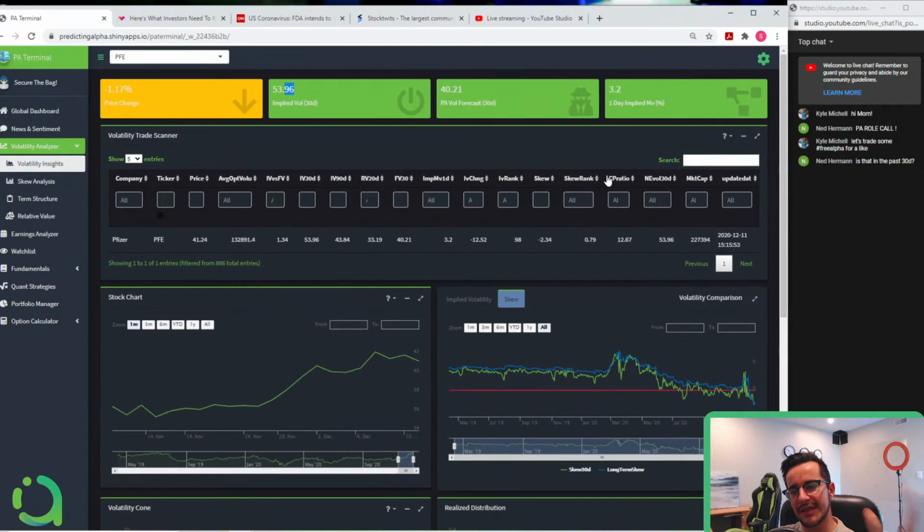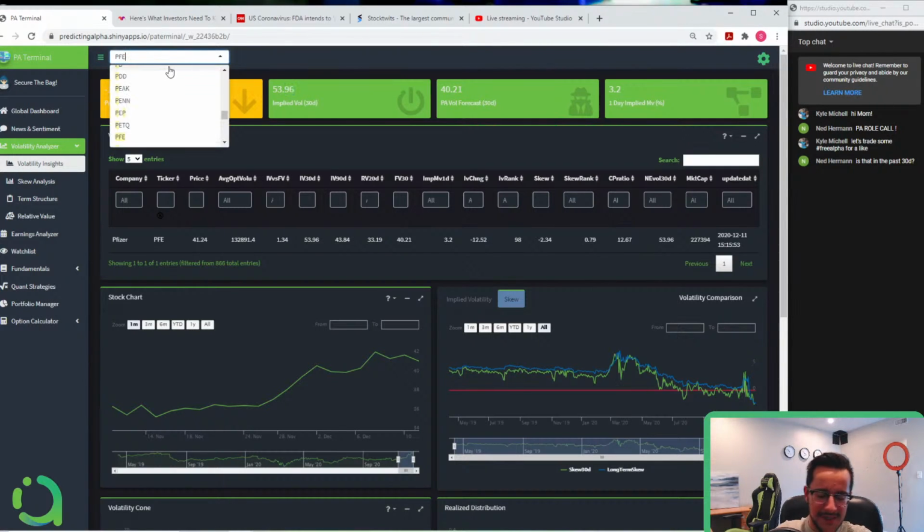Now, in today's live, we're going to also be talking a little bit more about skew. If you're not familiar with the topic of skew, feel free to shoot me an email or ask a question here. More than happy to break it down with you. We're going to be taking a look at Disney.